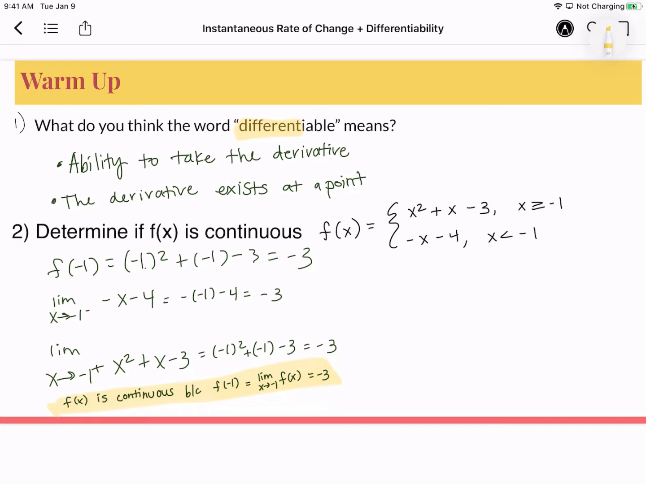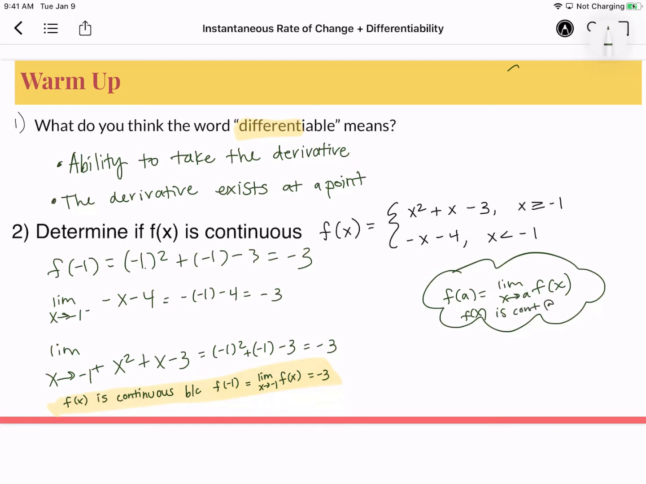And then determining if f is continuous, this is a review problem, and we will be doing similar problems like this today. So this is a review problem from our lesson on continuity. So a reminder, in order for a function to be continuous at a point, f of a must equal the limit as x approaches a of f of x. So if this is true, then I know that f of x is continuous at x equals a. It's continuous at that point.